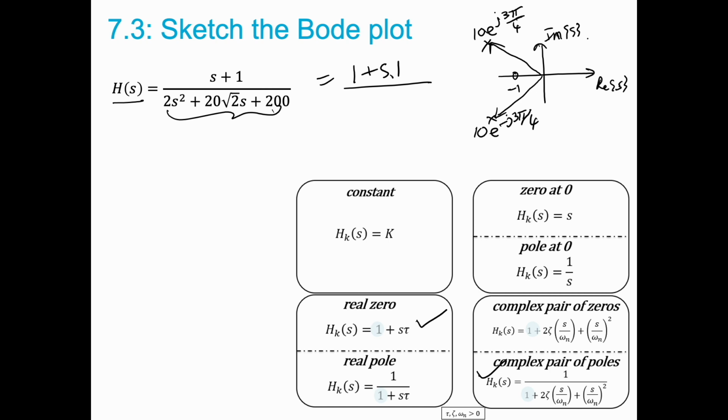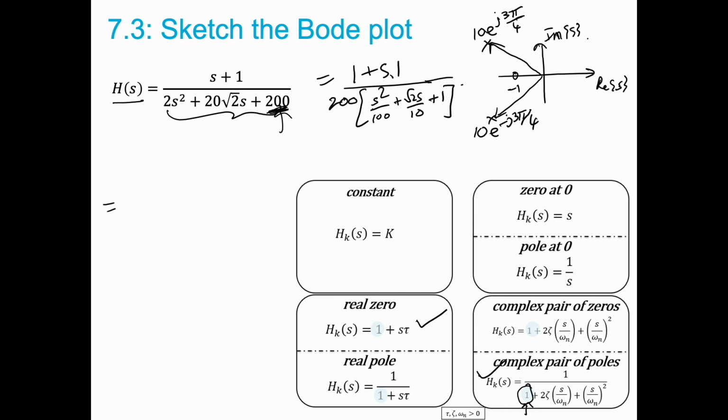As you can see in this quadratic over here, the constant term is 200, while in this building block, the constant term is just 1, right? So how do we get 1 out of 200? We simply factor the 200 out, right? And what we end up with is s² over 100 plus √2 s over 10 plus 1, all right?